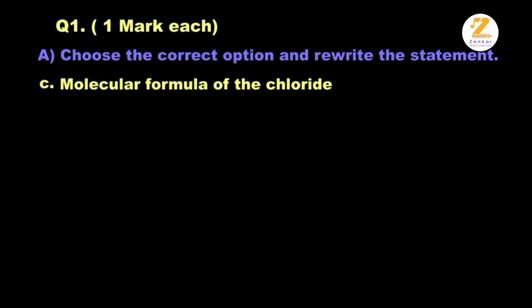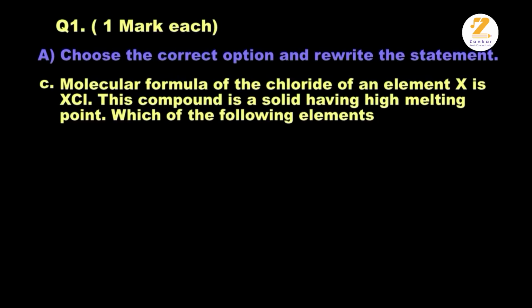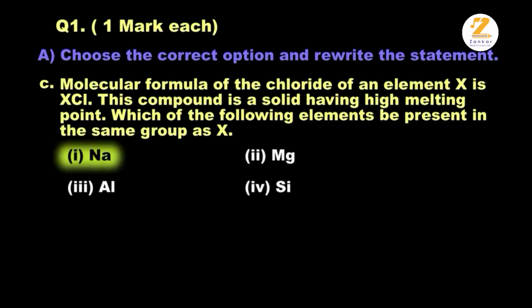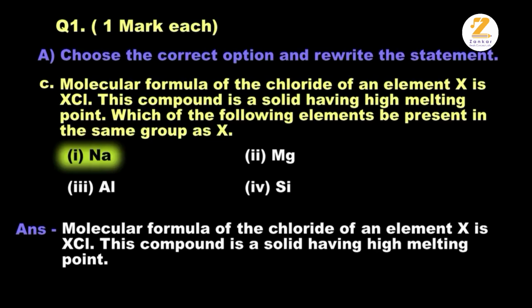Molecular formula of the chloride of an element X is XCl. This compound is a solid having high melting point. Which of the following elements be present in the same group as X? Option 1, Option 2, Option 3, Option 4. And the correct option, Option 1. Molecular formula of the chloride of an element X is XCl. This compound is a solid having high melting point. So it is sodium chloride.